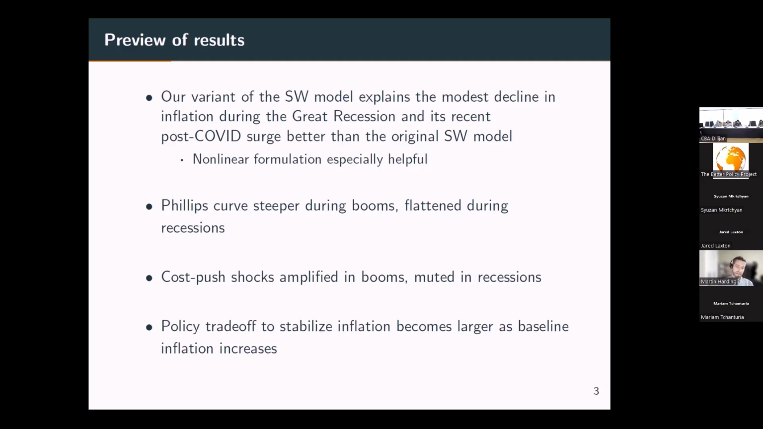And finally, on a somewhat concerning note, we are going to see that the policy trade-off to stabilize inflation for the central bank becomes larger as baseline inflation increases. Okay, so those are the main messages.